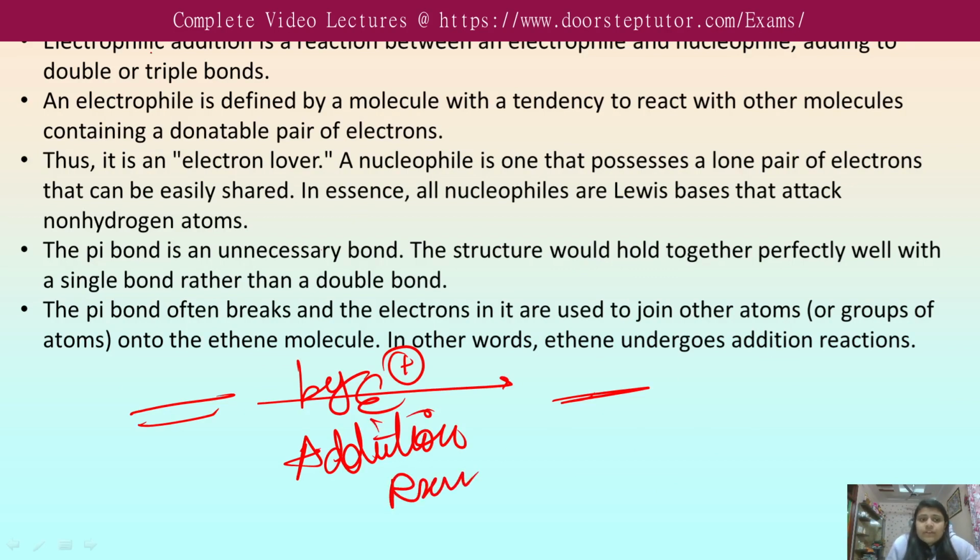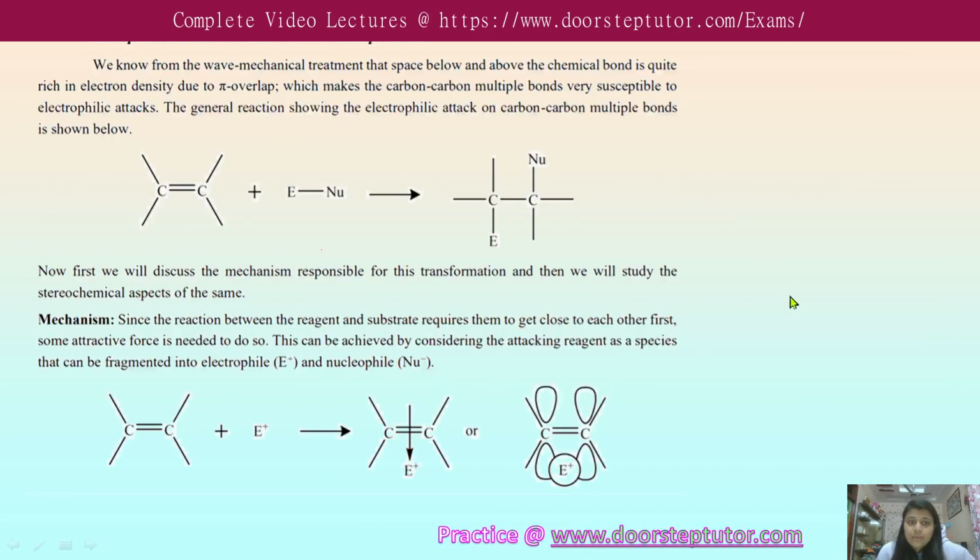The electrophile is generally represented like this, E plus, and the nucleophile is represented as capital N, small u, and a negative charge. So electrophile and nucleophile can be represented in either way in standard books as well as in different reference books. You have to consider this, because in organic chemistry a lot of the time you have to write electrophile and nucleophile, so it is better to use short forms for them. Now, electrophilic addition to carbon multiple bonds means addition to a carbon multiple bond.